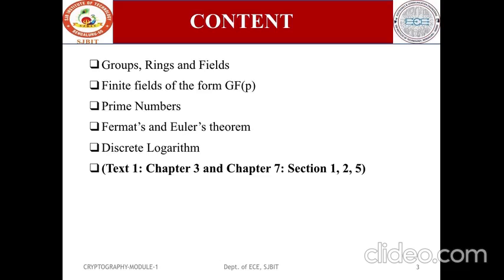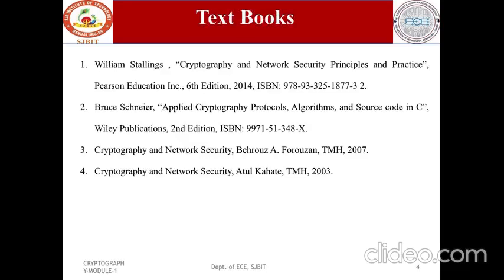In this module, we're going to discuss groups, rings, and fields, finite fields of the form GF(p), prime numbers, Fermat's and Euler's theorem, and discrete logarithm. The textbook to be referred is William Stallings, Cryptography and Network Security: Principles and Practice, Pearson Education, 6th edition.